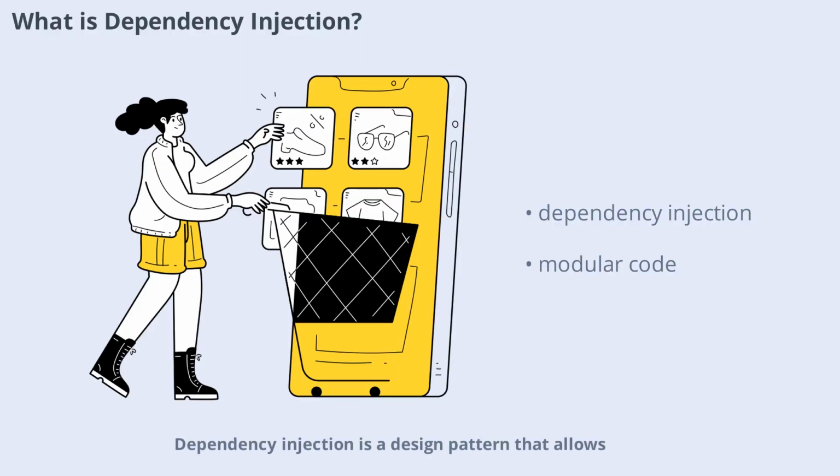Dependency injection is a design pattern that allows you to provide objects that a class depends on, rather than having the class create them itself. This approach leads to cleaner, more modular code and makes testing easier. In Android development, dependency injection helps manage complex object graphs and ensures that components receive the dependencies they need. Hilt streamlines this process, making it accessible even for beginners.